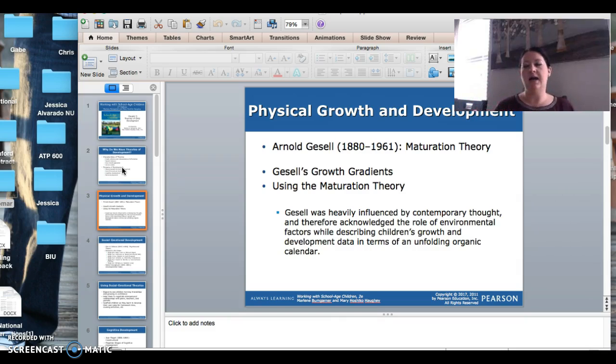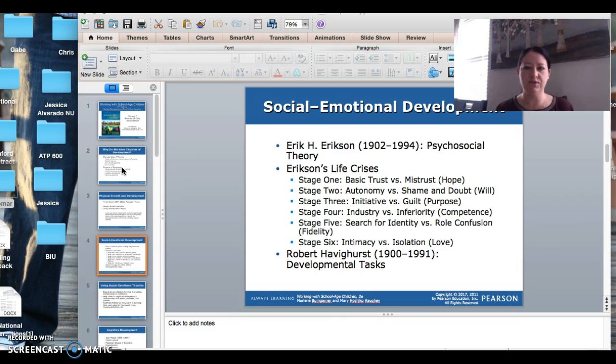Gesell was a cognitive psychologist, so you may or may not have heard about him in maturation theory. It's influenced heavily by contemporary thought, so it's looking at the role of environmental factors when describing the growth and development data. So if you don't know a lot about Gesell, I encourage you just to do a quick search online. There's some good videos on YouTube as well. I'll share some this week in the announcements, so you can look for those. But even just a basic search will help give you some information.